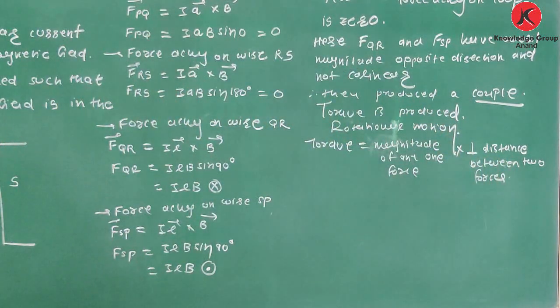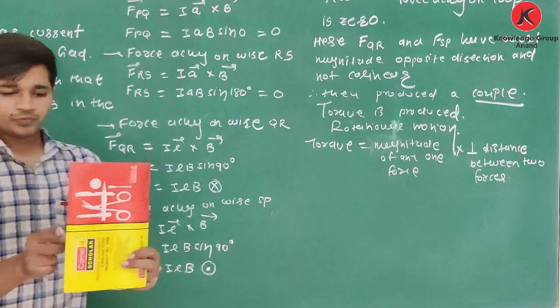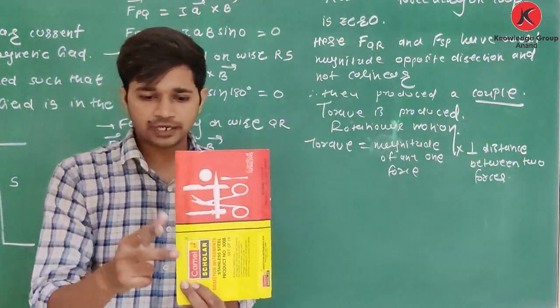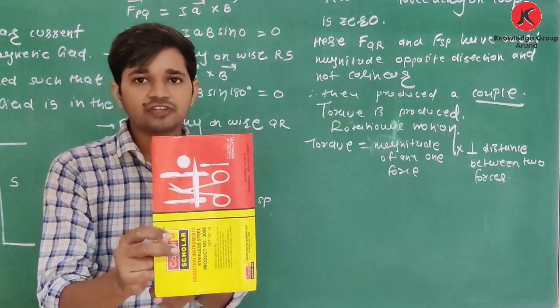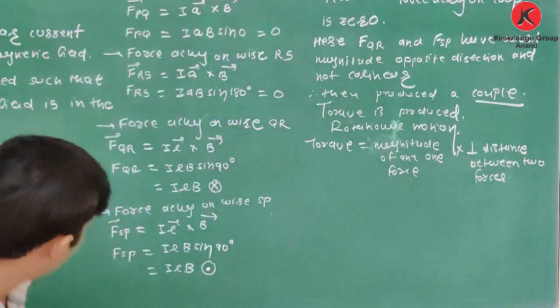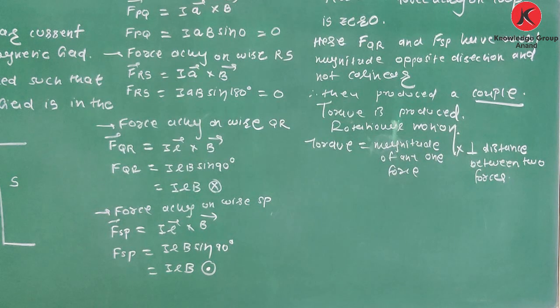Now how to find the perpendicular distance between the two forces? One force is outside, one force is inside. So what is the distance between them? Obviously this side. Yes, same figure. Here this force is perpendicular inside, this force is perpendicular outside. So what is the distance between them? Yes, it is A. Clear about this?